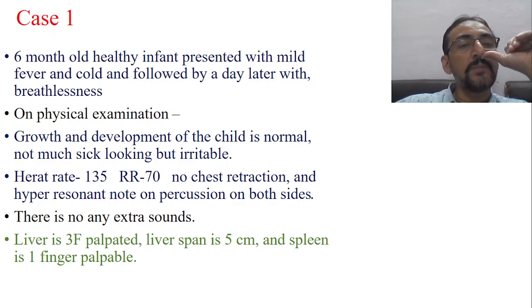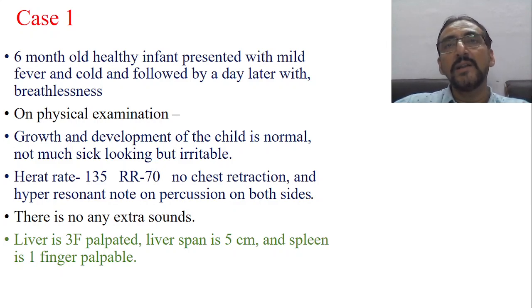Now they are telling that growth and development of the child is normal. So when growth and development is normal, what does it suggest? It is very clear that it is not a chronic problem; it is a recent problem, and the child is not much sick looking. When it is not a sick looking child, definitely the fever is not because of bacterial infection. Maybe a simple viral infection, but the child is irritable. If it is a viral infection, there should be multiple symptoms. We have fever, cold, then breathlessness. So multiple symptoms are there, and the child is also irritable.